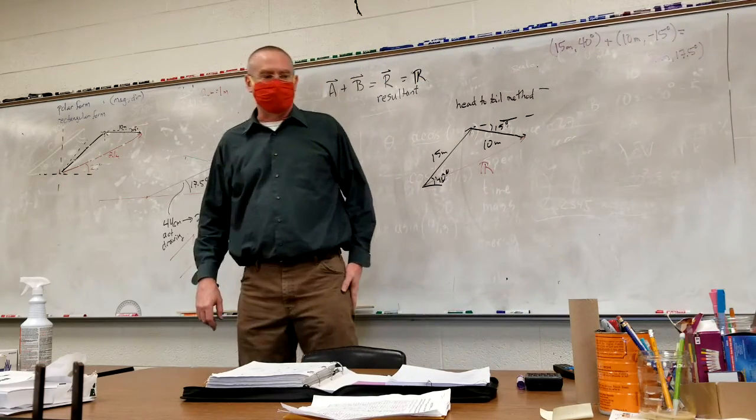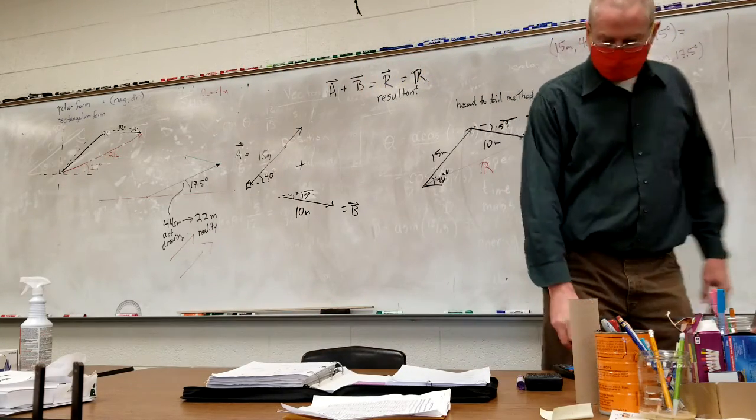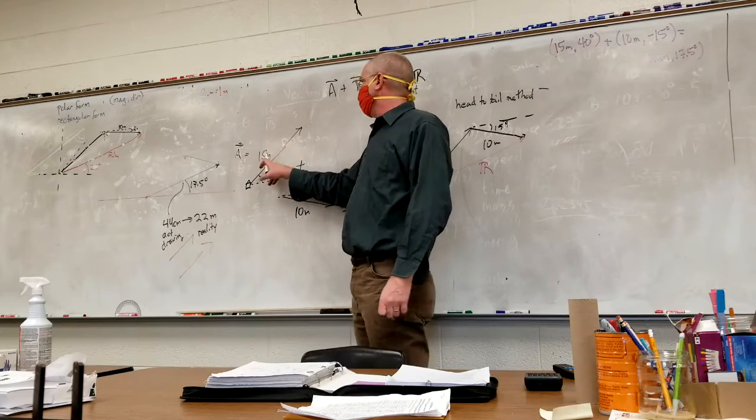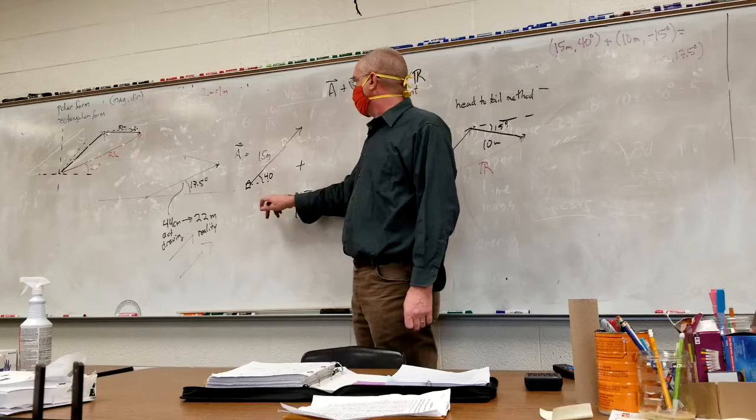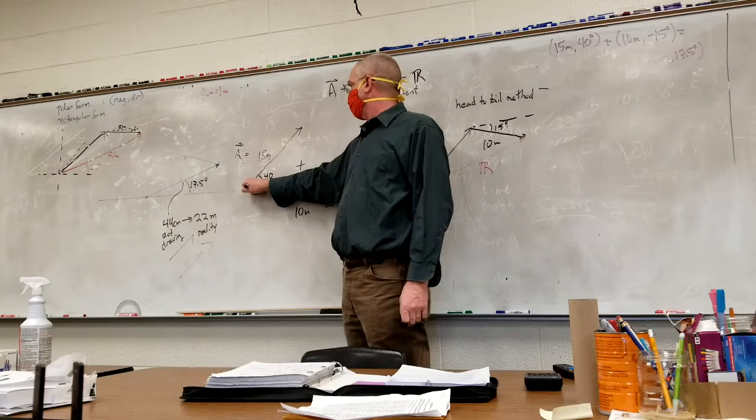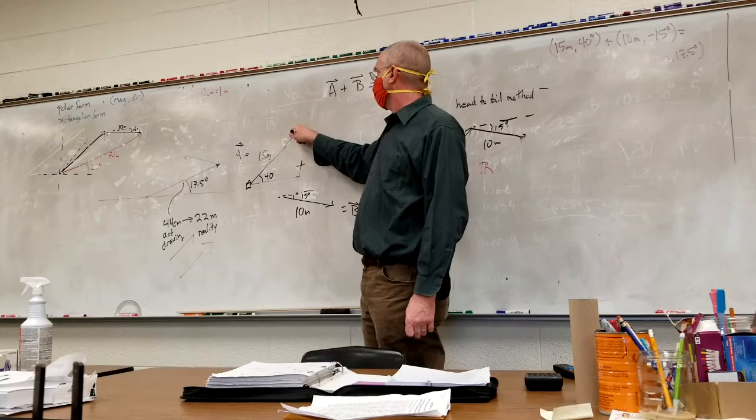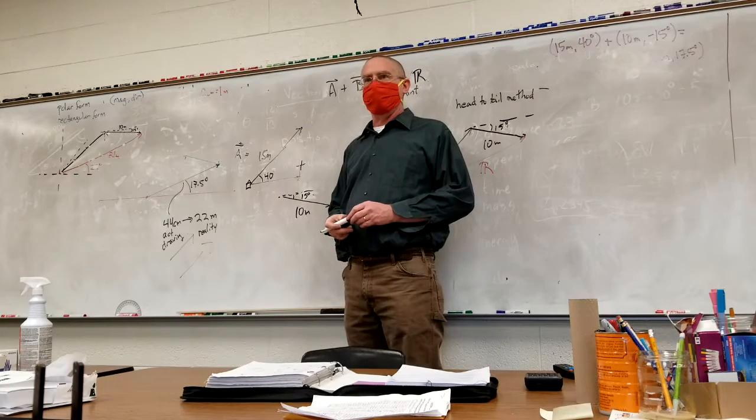All right, rectangular form. Recognize that I went 15 meters at 40 degrees. I could also just get to the exact same spot. I also could have gone to the right a certain amount and up a certain amount and ended up exactly where I was before.